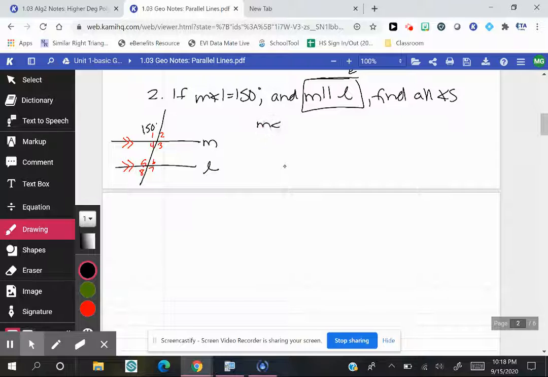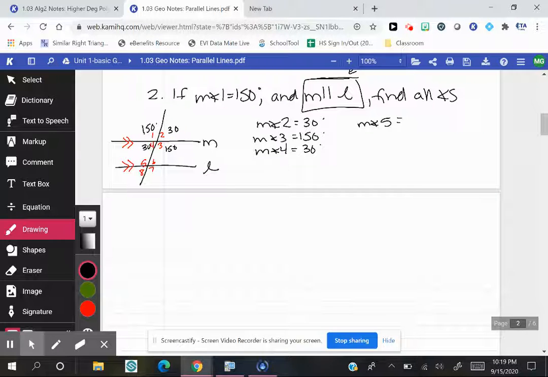So now let's talk about the measure of angle 2. Well, that's supplementary to angle 1, so 180 minus 150 is going to give us 30 degrees. The measure of angle 3 is vertical to angle 1, so that's also 150. And the measure of angle 4 is vertical to angle 2, or supplementary to angle 3, so 180 minus 150 would give us 30. Now let's go to the bottom. We've got the measure of angle 5 we need to find. So this was 150, this was 30, and this was 30.